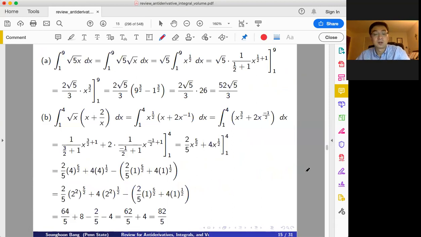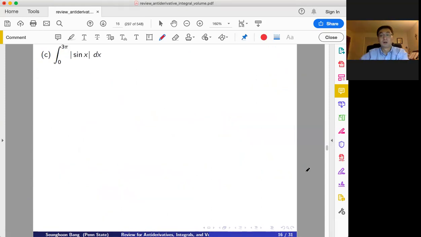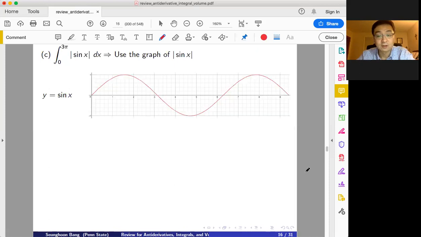So like this. The next one. How can you solve this problem? We can use the graph a little bit. The integral of the absolute value of sine x. First, you can use the graph of the absolute value of sine x. First, y equals sine x. So we have it, right? This is from 0 to 3 pi. Here, this is 0. This is pi. This is 2 pi. This is 3 pi. We have it. What is absolute value?